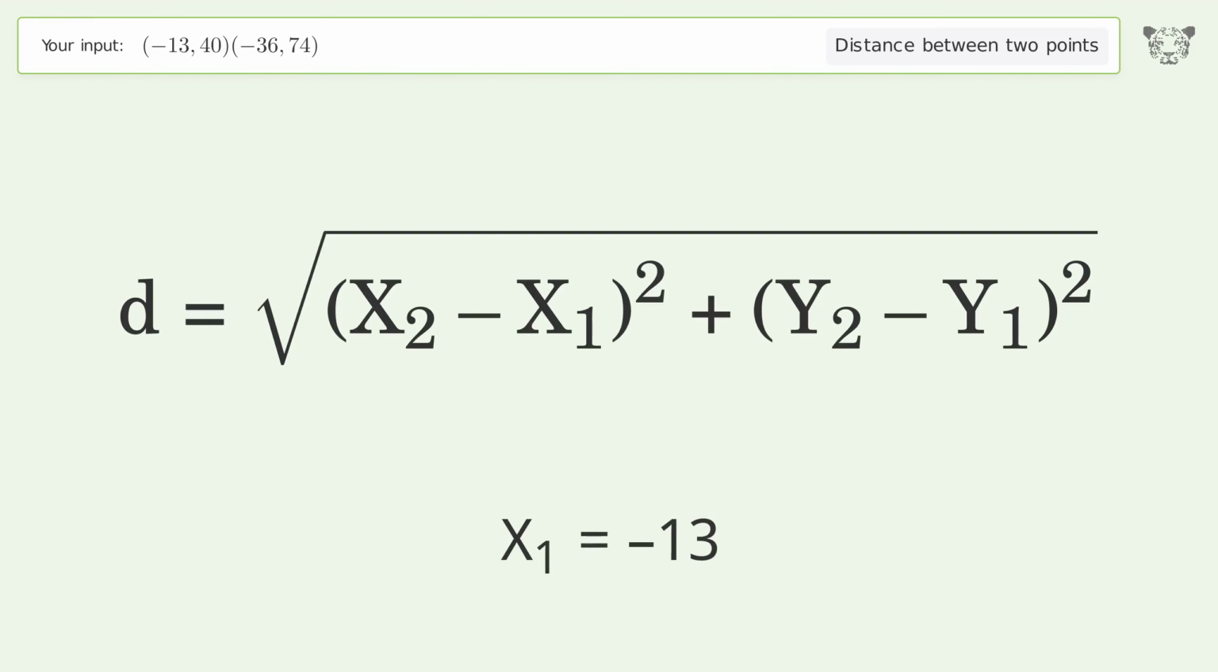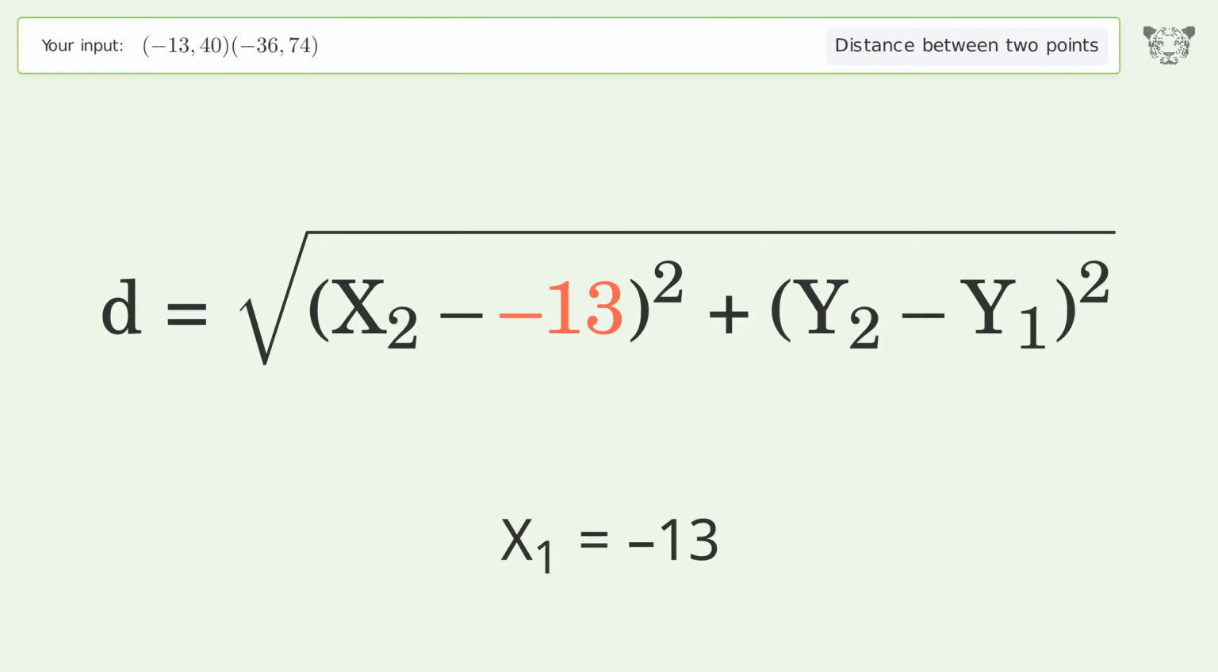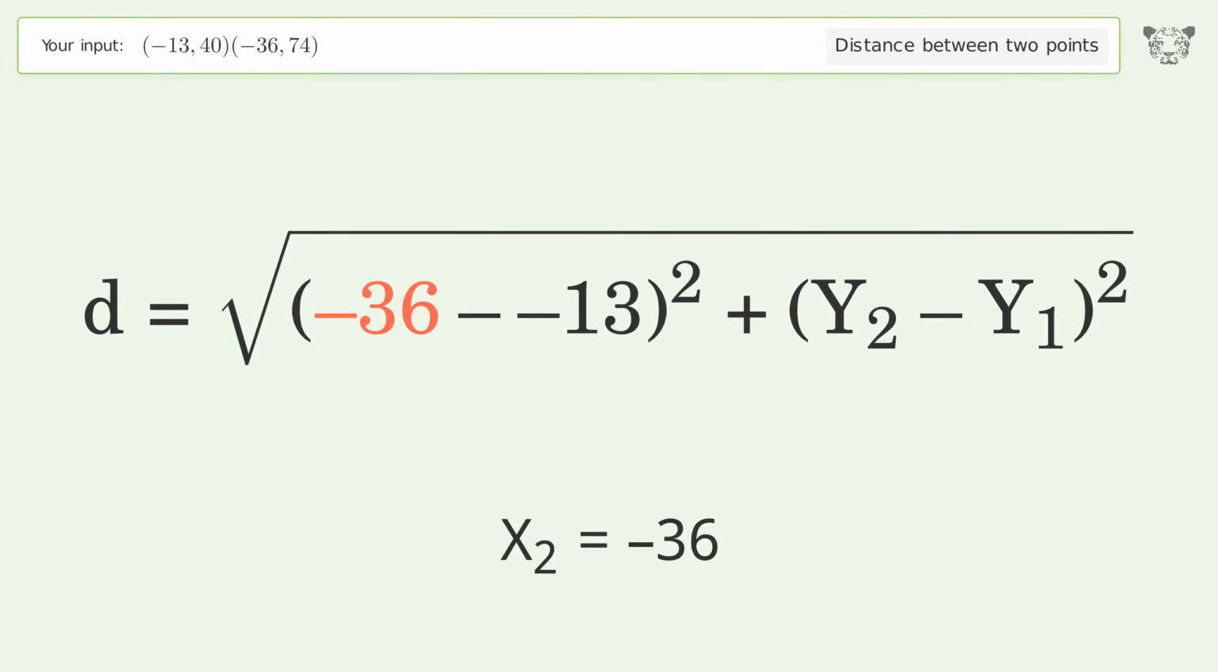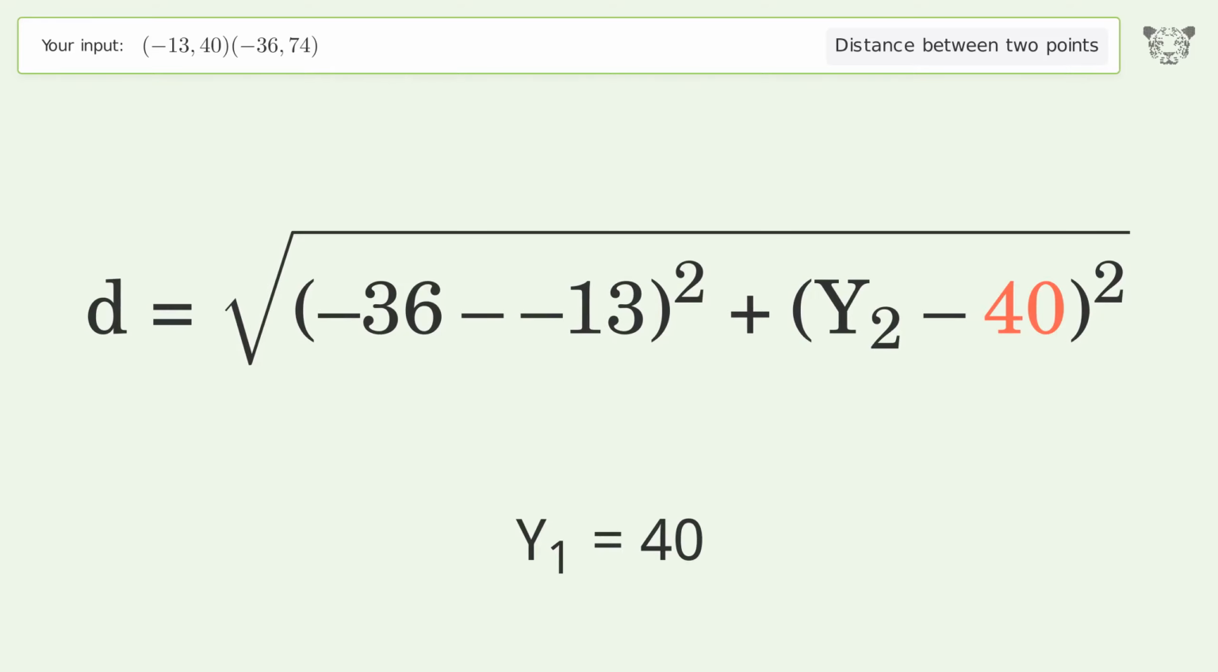x1 equals -13. x2 equals -36. y1 equals 40. y2 equals 74.